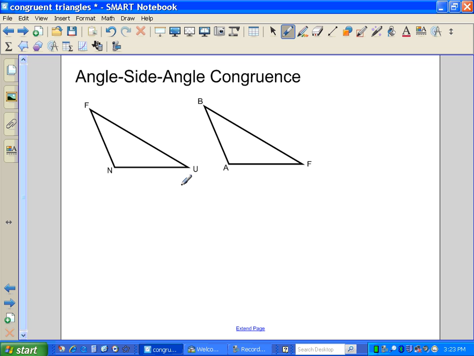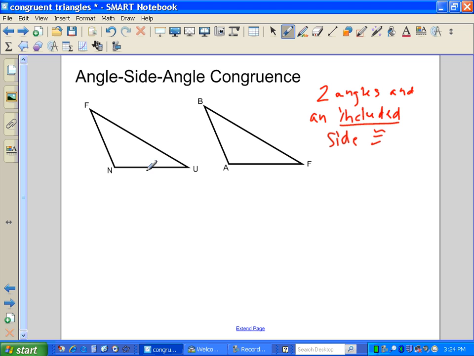Now we have angle, side, angle, sort of the opposite of the one we just did. We have two angles and an included side must be congruent.